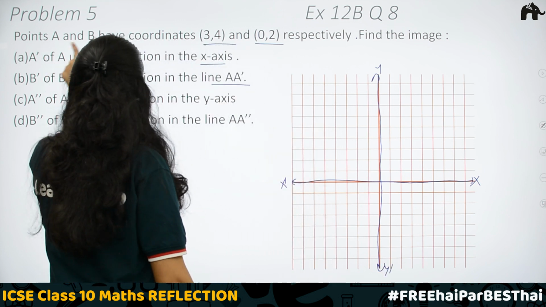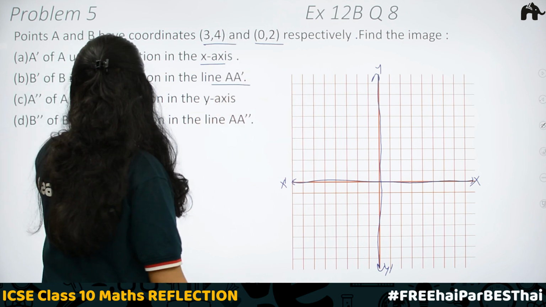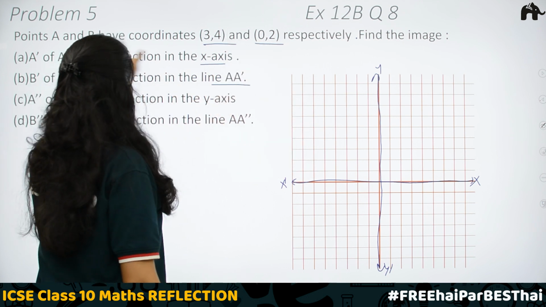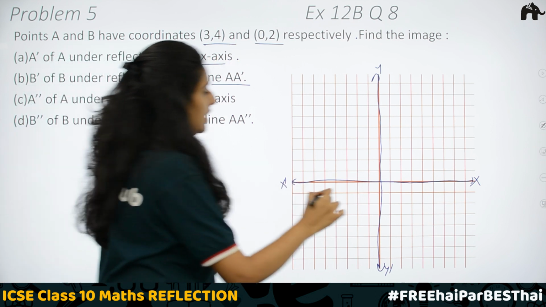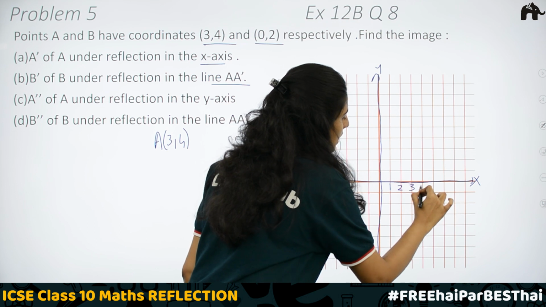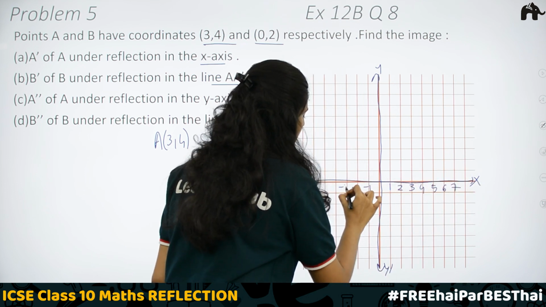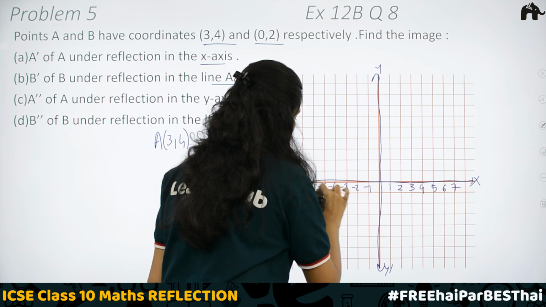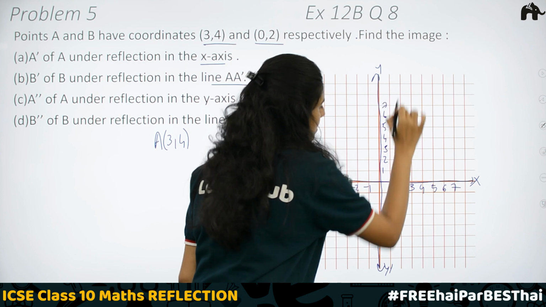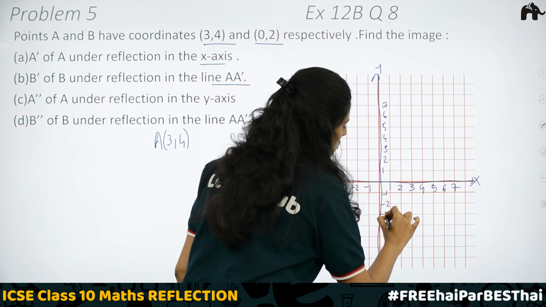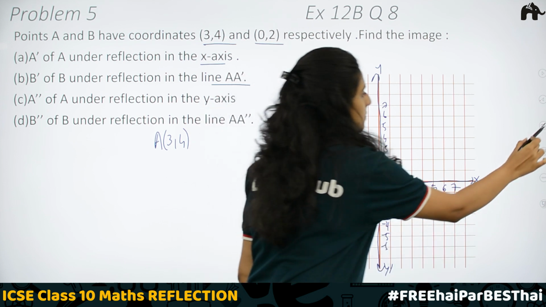Now, points A and B have coordinates 3, 4 and 0, 2. Let us mark the points A and B. A is 3, 4. Here we have 1, 2, 3, 4, 5, 6, 7, minus 1, minus 2, minus 3, minus 4, minus 5, minus 6, minus 7, on both axes.